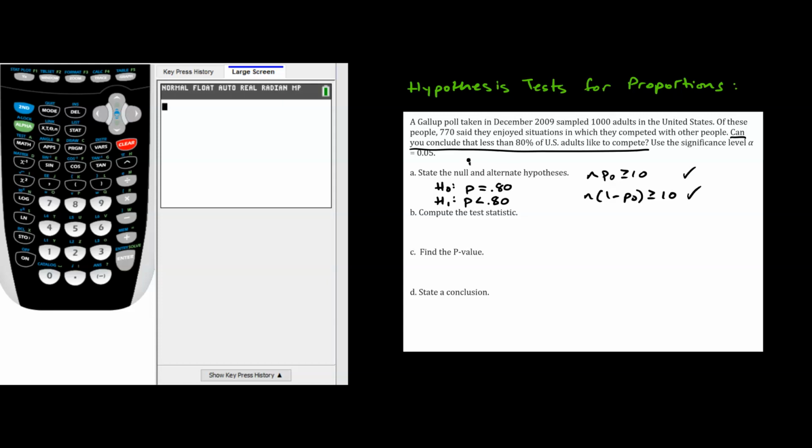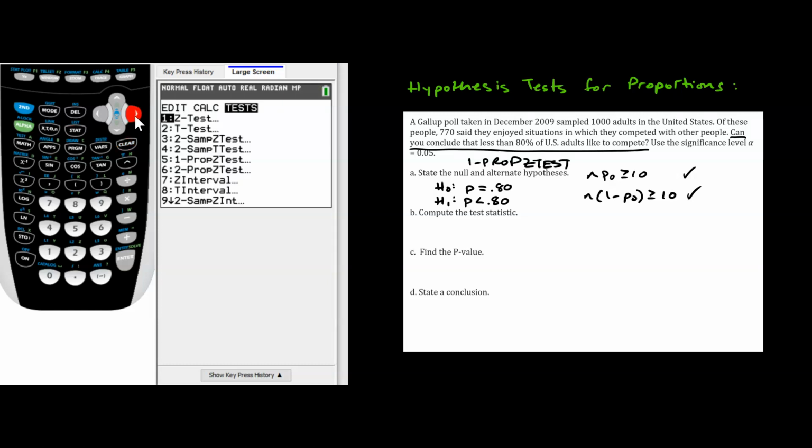We can go into the calculator. We're going to look at 1-PropZTest right now. So let's press Stat and then go over to Tests. And 1-PropZTest is number 5. You'll notice just a few things here. We have p0, and so that's the null value of the proportion. The null value in this example is 0.8. And then x is the number from the sample that satisfied the certain characteristic that you're looking at, and n is the total sample size.